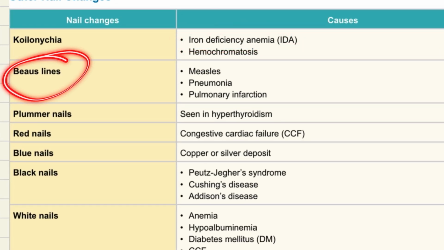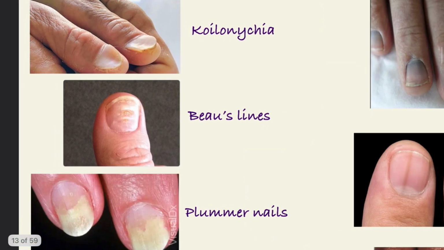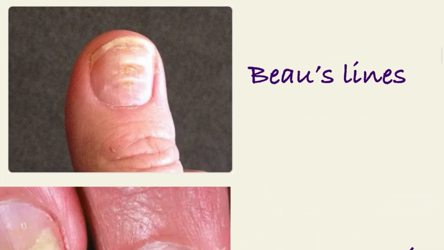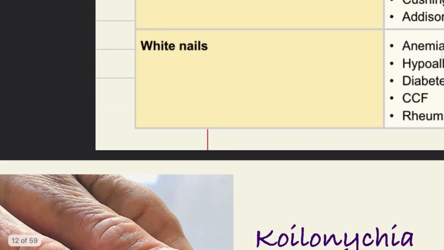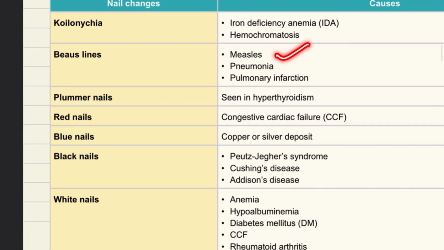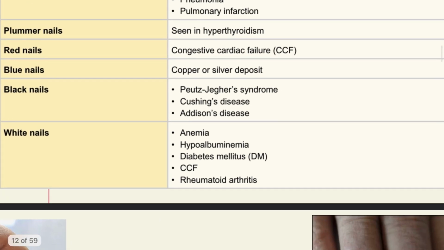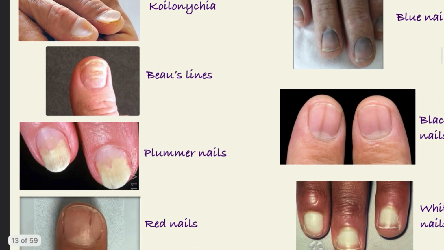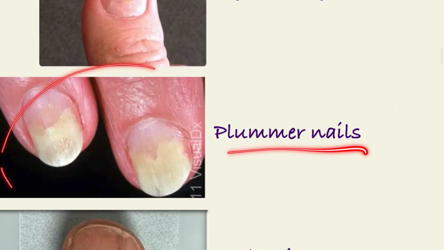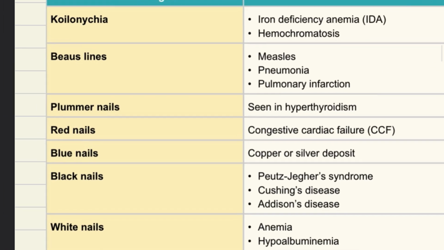Then we have the Beau's lines. You can see this is the Beau's lines. As you can see, this is called the Beau's lines. The Beau's lines are seen in measles, pneumonia and pulmonary infarction. Then we have the plumber's nail, right? As you can see, this is the plumber's nails. Plumber's nails are basically seen in hyperthyroidism.